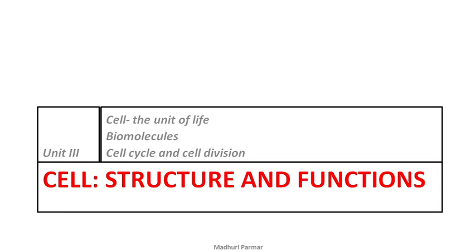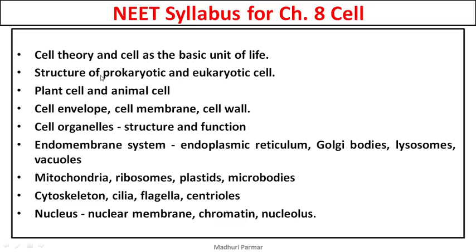The unit number 3 in your 11th standard syllabus is cell structure and functions. So we will be starting with the most basic portion in any biology textbook, which is cells. Now this unit comprises three different chapters. The first chapter being cell, the second chapter is biomolecules, and the third chapter is cell cycle and cell division. We start with the first chapter of this unit, which is the cell, the unit of life. The NEET syllabus for chapter 8.